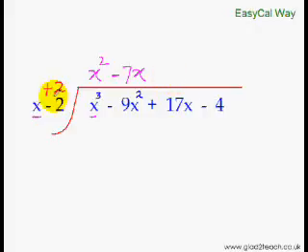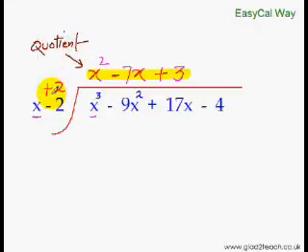So once again, repeat the same process. Multiply this plus 2 with this minus 7x and add it to the next term of the dividend. 2 times minus 7x is minus 14x. Minus 14x plus 17x will be plus 3x. So we will put plus 3 and we have got the final answer.